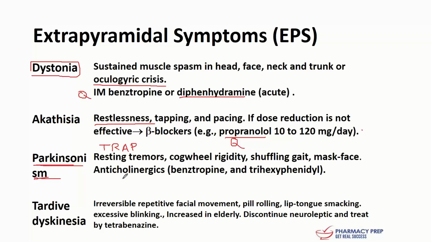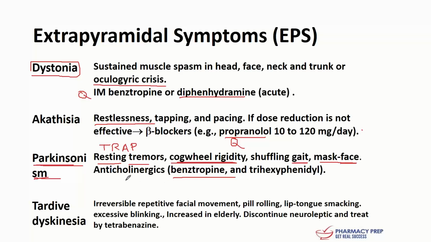Generally, as long as the patient is taking the medication, this symptom may remain. However, after stopping the medication, symptoms will go away, such as tremors, especially during resting time, night times, or whenever at rest, and rigidity, especially cogwheel rigidity, gait imbalance, and the face can be masked. So this can be managed again by using anticholinergic drugs.